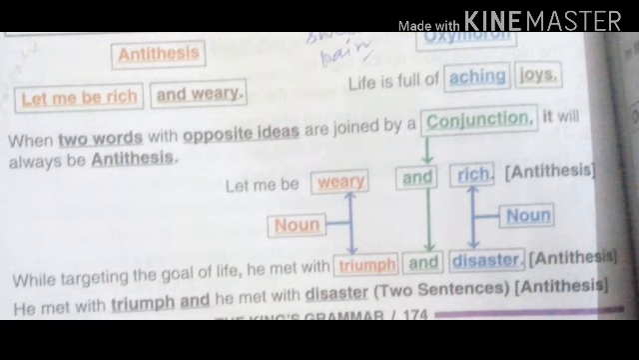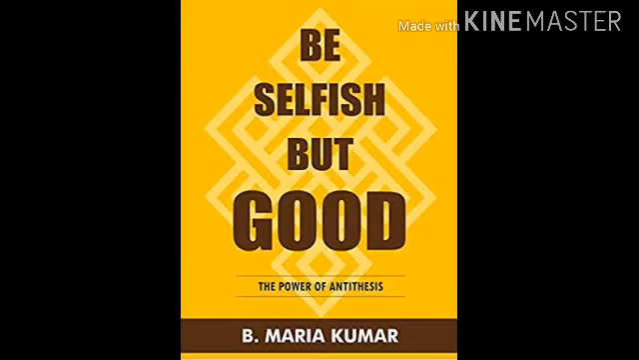Let me be rich and weary. Weary means tired. It is believed that rich can easily afford servants, so they may not get tired. So what is antithesis? When two words with opposite ideas are joined by a conjunction, then that is our antithesis. But in the case of oxymoron, there is no conjunction. This is the only difference between antithesis and oxymoron. And in antithesis, we can also get a comma in place of any conjunction.